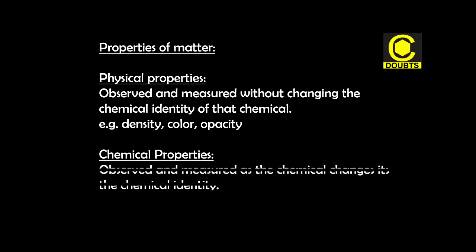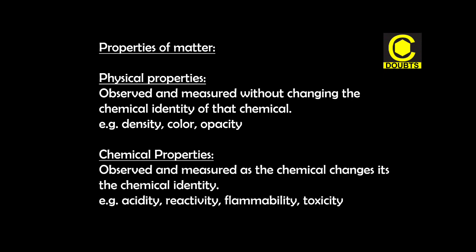Chemical properties. Chemical properties are observed and measured as the chemical changes its composition, that is, their chemical identity. Examples of chemical properties are acidity, reactivity, flammability and toxicity. For example, when we measure the reactivity of sucrose, we react the sucrose with another compound so that we can measure its reactivity with that compound. So its chemical identity will change during that reaction.